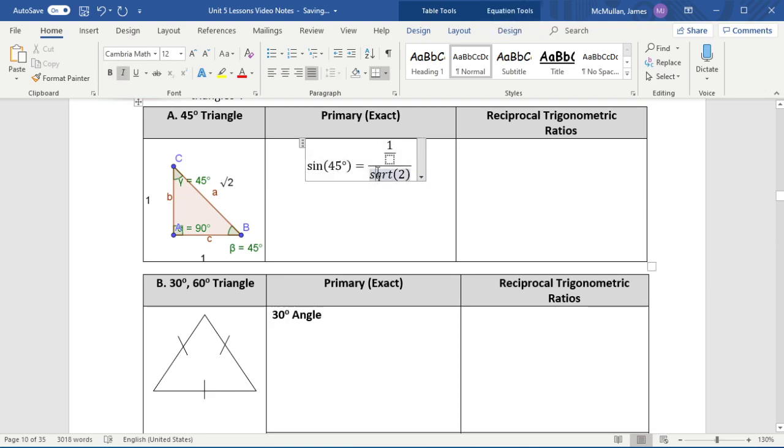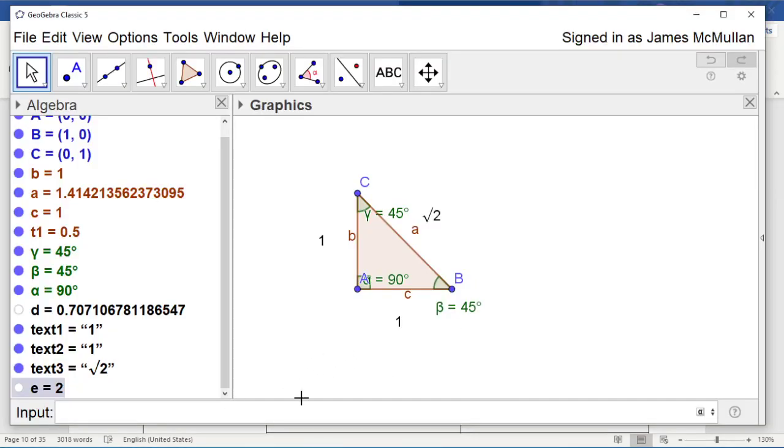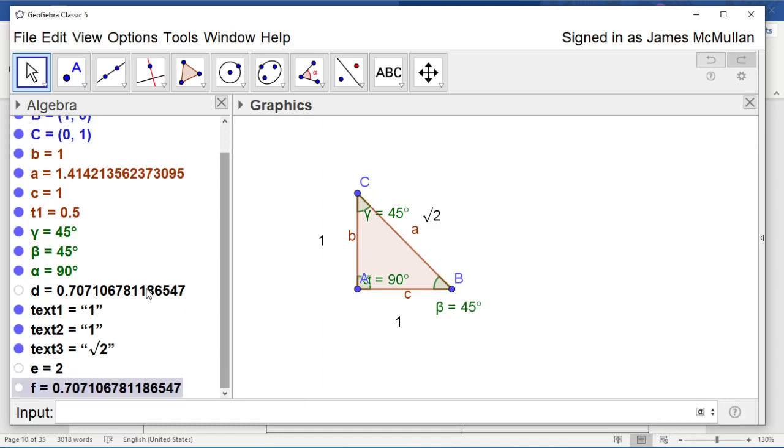I clearly typed something quite wrong there. So sine 45 is 1 divided by square root 2, because the opposite is a 1 and the hypotenuse is a square root 2. Now when I go back here and I go 1 divided by square root 2, that's where this 0.707106 number comes from.